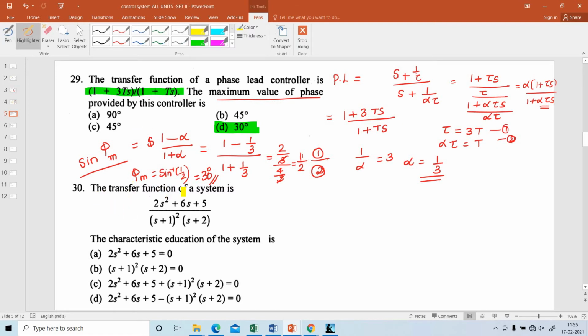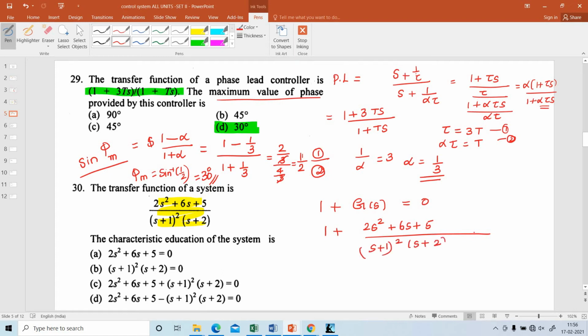Our next problem: the transfer function of the system is (2s^2 + 6s + 5) divided by (s + 1)^2 (s + 2). The characteristic equation of the system? How to find the characteristic equation? The formula is 1 + G(s) = 0. What is G(s)? 1 + (2s^2 + 6s + 5) divided by (s + 1)^2 (s + 2) equal to 0. Now I cross multiply this. So (s + 1)^2 (s + 2) + 2s^2 + 6s + 5 = 0. So what is the option? Option C may be the correct answer.